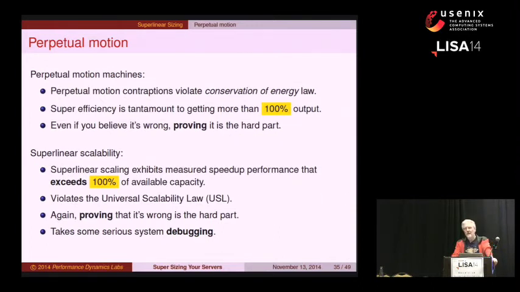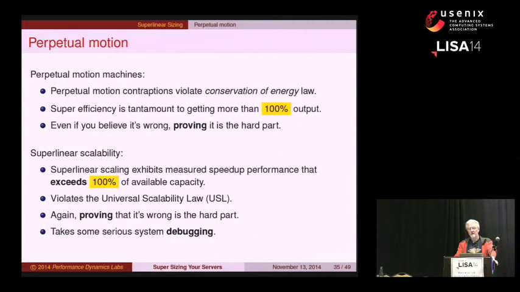Now, even if you understand all that and you did some undergraduate physics and you believe what I'm saying, and you believe the whole thing is wrong, that the contraption can't work that way, proving it is the hard part, because this is basically a debugging problem, which can be very tortuous. So superlinear scalability, I claim, is in the same boat.